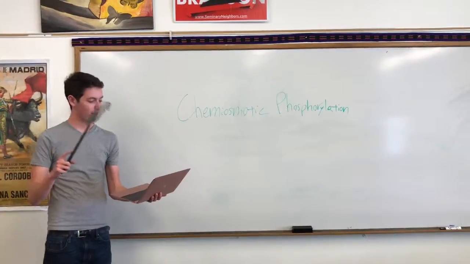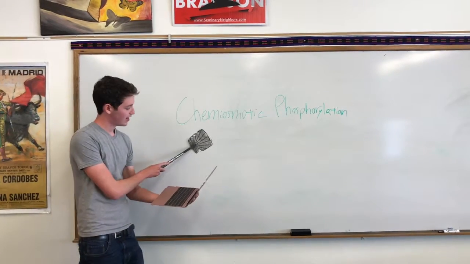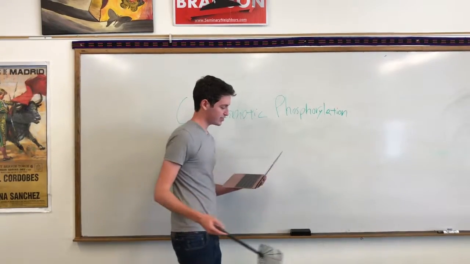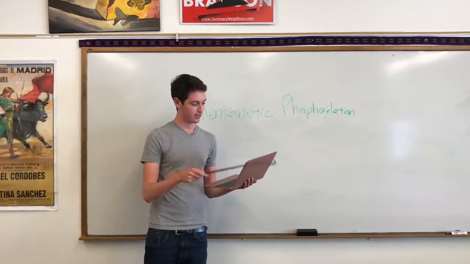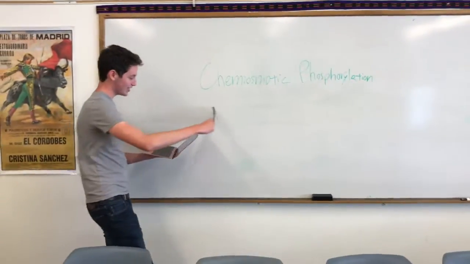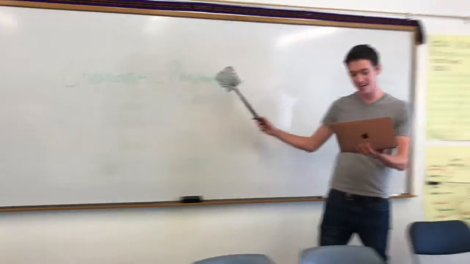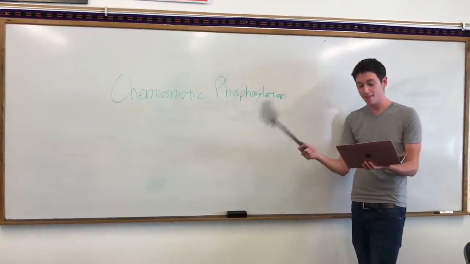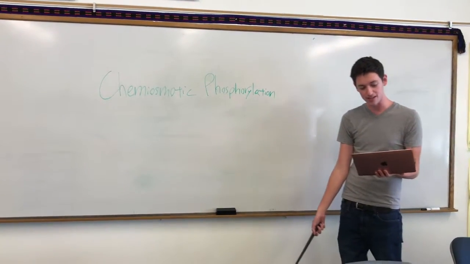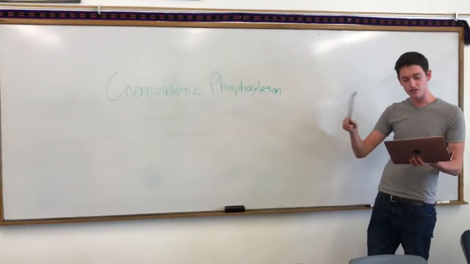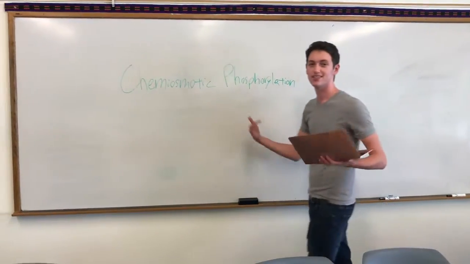Wait, before that, can you define chemiosmotic phosphorylation? Breaking down the two words, chemiosmosis is the movement of H plus ions from high to low, while phosphorylation is the addition of a phosphate to ADP to make ATP, as shown over there. Together, chemiosmotic phosphorylation is the movement of hydrogen ions across a membrane in either photosynthesis or respiration, which yields ATP. Basically, these ions move down their concentration gradient across a membrane. The production of ATP all happens in the matrix of the mitochondria and the thylakoid space of chloroplasts.